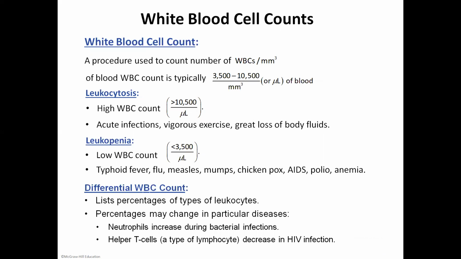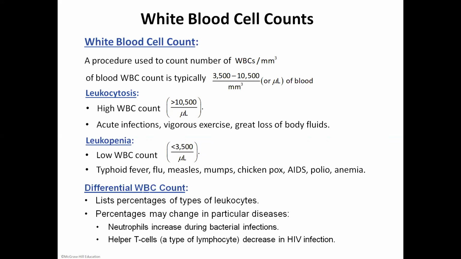All right, so for white blood cell count, this is just showing you those little changes that can happen. Leukocytosis is an elevated white blood cell count. Usually you see this due to infection. You can also see this with loss of body fluids, and even with vigorous exercise, it might go up a little bit. Versus leukopenia, which is an abnormally low white blood cell count, usually due to AIDS or anemia.